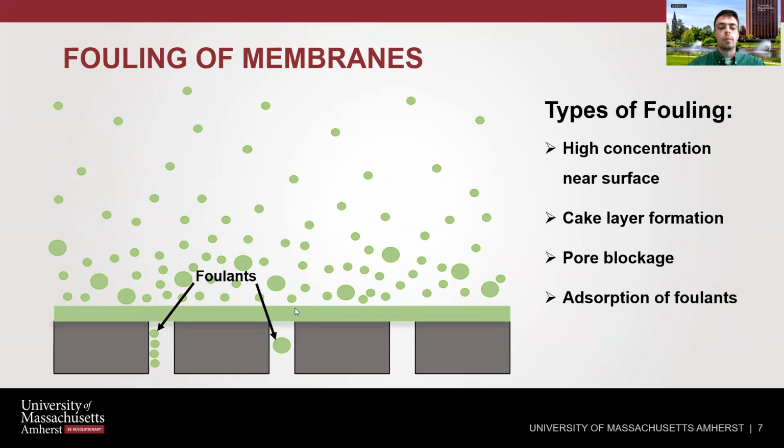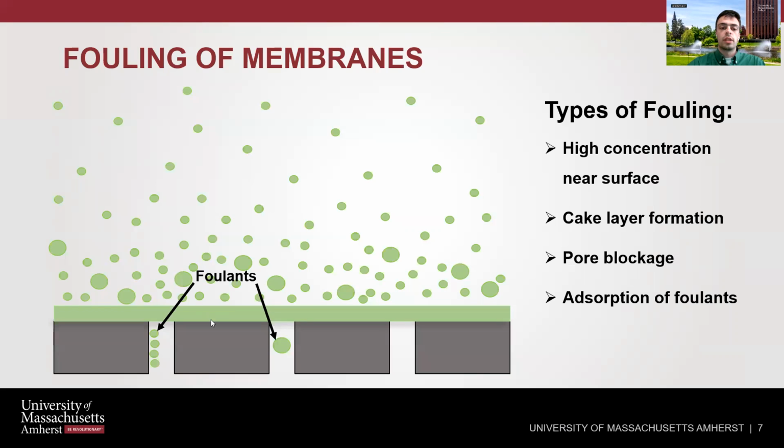So the main issue with membranes is fouling, which contaminates and clogs the membrane. Types of fouling are high concentration near the surface. Since these particles are not allowed through the membrane, they often build up in concentration near the surface, which decreases the number of desired particles in contact with the membrane.